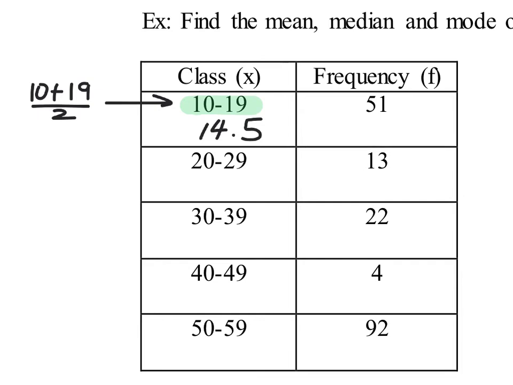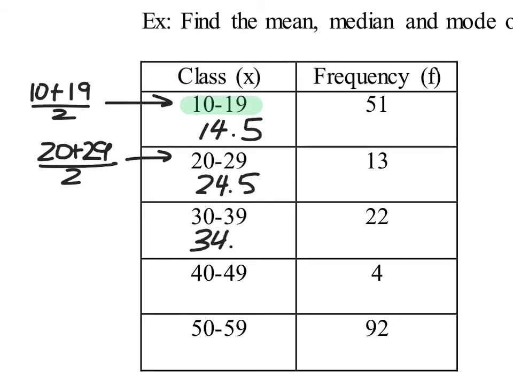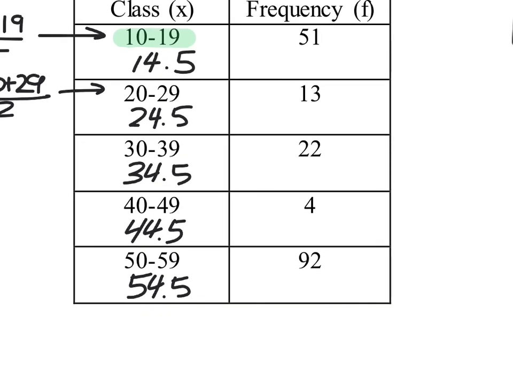Do the same thing for 20 to 29. You don't have to show this work if you don't want to, especially once you realize that all you have to do is find the first entry and then add 10 consistently, because the next one's going to be 34.5, 44.5, and 54.5. So the first column, the X column, goes into L1, and the F column, the frequency column, goes into L2.